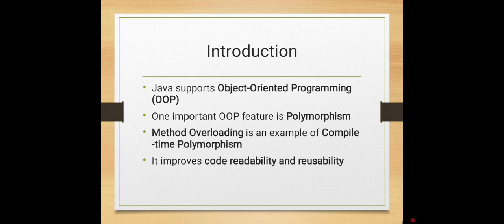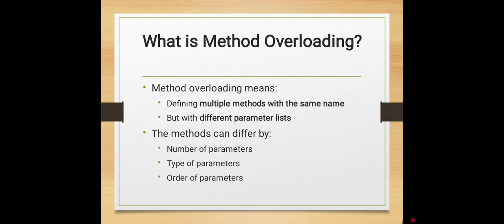It helps us in improving code reusability and code readability. What is method overloading? Now let us understand what method overloading is. Method overloading means defining multiple methods with the same name but with different parameter lists. A method can differ by its number of parameters, the type of parameters, and the order of parameters. Even though the method name is the same, Java identifies the correct method based on its parameters.